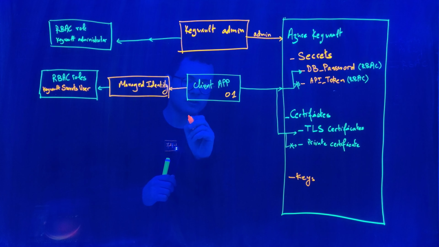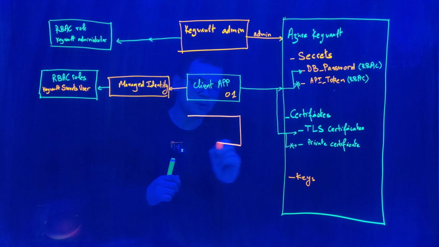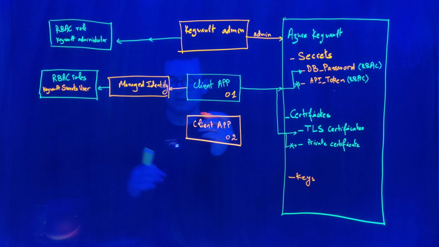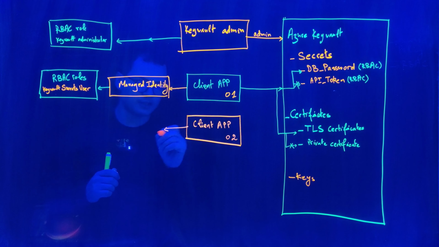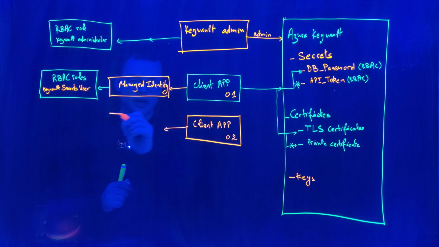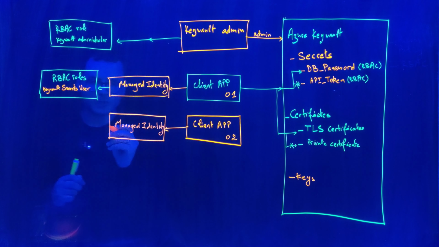Great. So now, if I have client application number 1 consuming those specific secrets and certificates, I might also have a client application number 2 that will consume another set of secrets and certificates. So let's say here I would have client app number 2. Again, it will use another managed identity, its own managed identity, and it is also recommended to work like that. So each application will own its managed identity, and that managed identity will use another RBAC role.